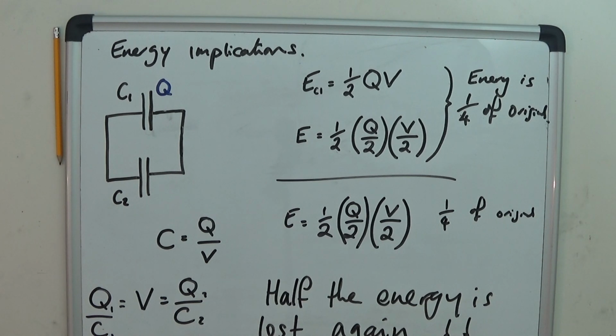It's pretty straightforward. Okay, so that's the first thing: energy in capacitors, and of course energy lost when you charge a capacitor from a cell, and energy lost when you charge a capacitor from another capacitor.